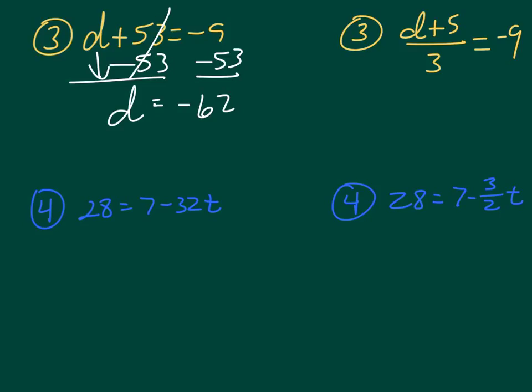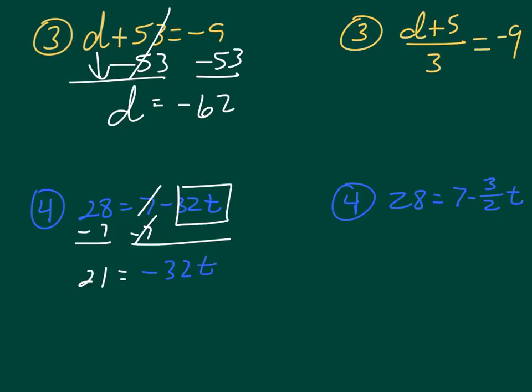On number 4, down below, I've got to get this 32 by itself. So that means I've got to get rid of the 7. 7 is positive, so I'm going to subtract 7 from both sides. 7's gone. 28 minus 7 is 21. That means I'm left with the negative, don't forget the negative, 32t. I'm going to divide by negative 32. 32's are gone. I'm left with t equals 21 over negative 32. And that is my answer.